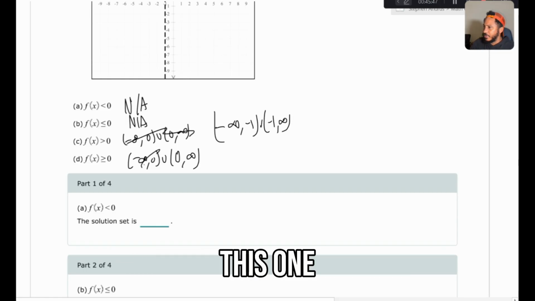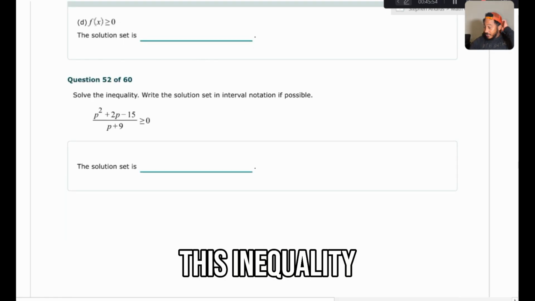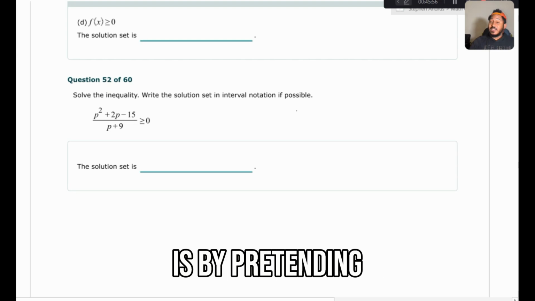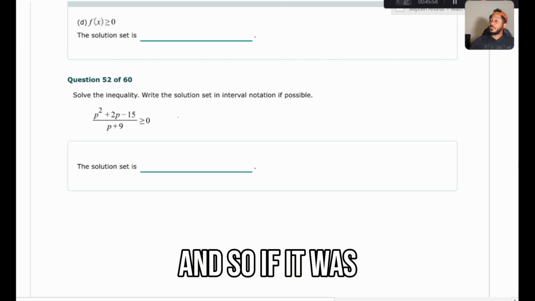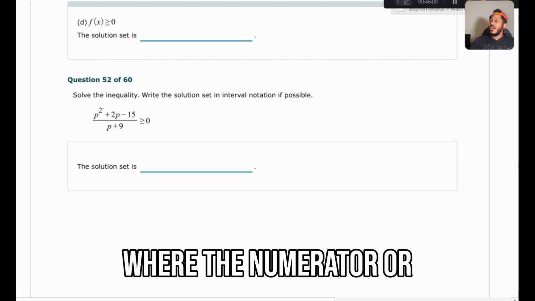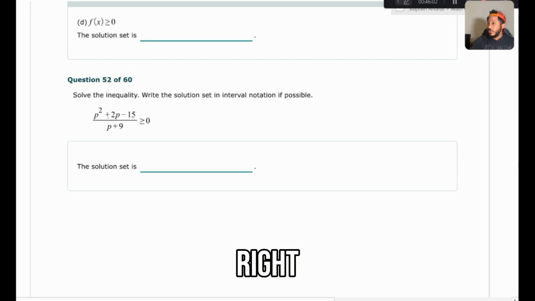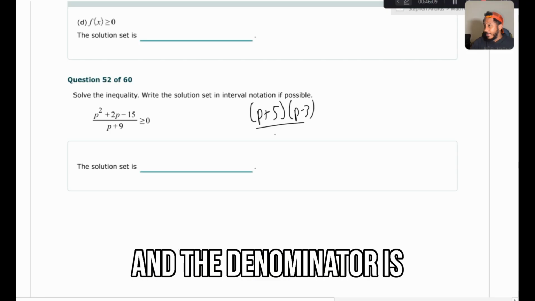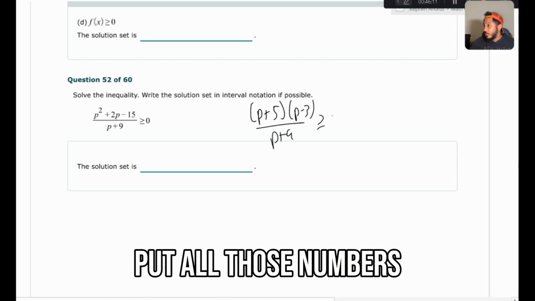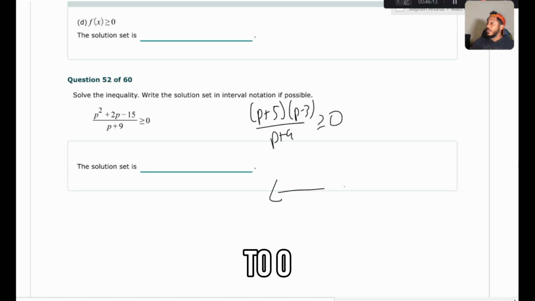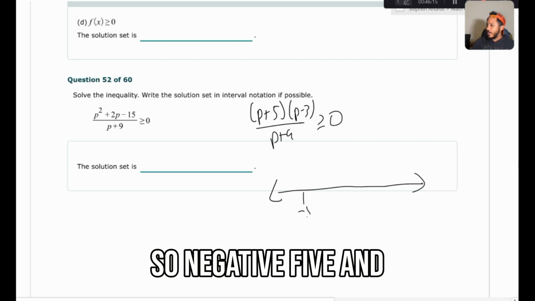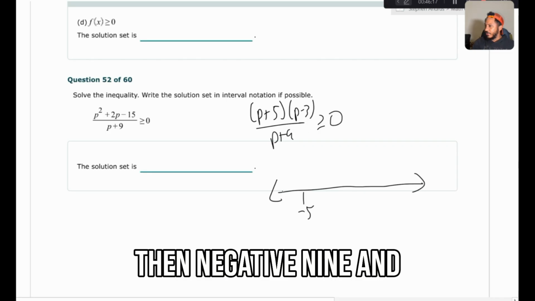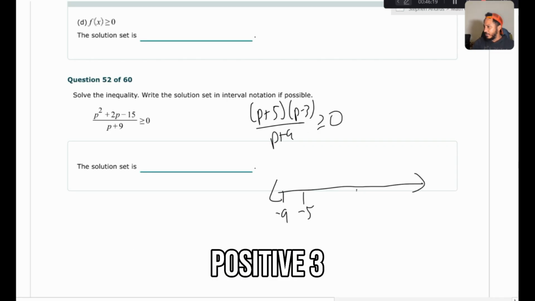And same thing for this one. Okay, this one says solve this inequality, right? Again, how we solve these is by pretending it's an equal sign. And so if it was, we want to find where the numerator or denominator equals 0, right? So if I factor this numerator, that's P plus 5, and then P minus 3. And the denominator is P plus 9. And so we're going to put all those numbers on the number line, setting them equal to 0. So -5, and then -9, and +3.